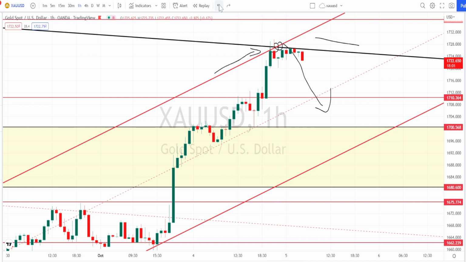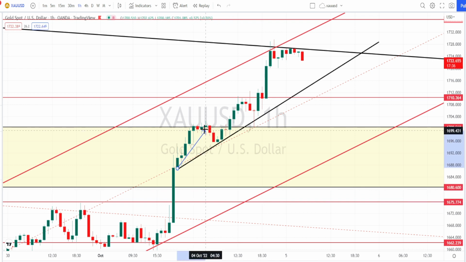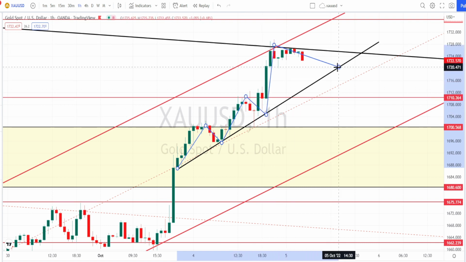So as usual, I will recommend you to draw a trend line or a support line to understand the current trend of the price action. And as long as the price action is trading above this trend line or the support line, it will be the continuation of the bullish trend in hourly time frame.